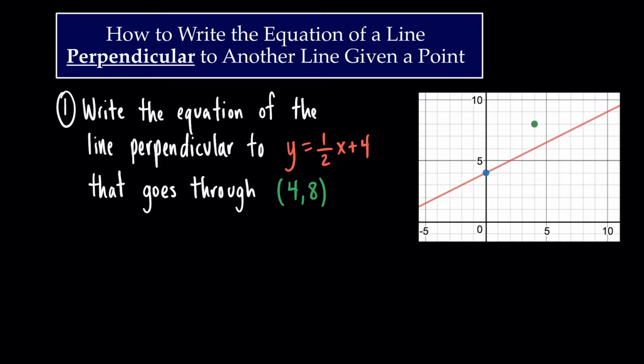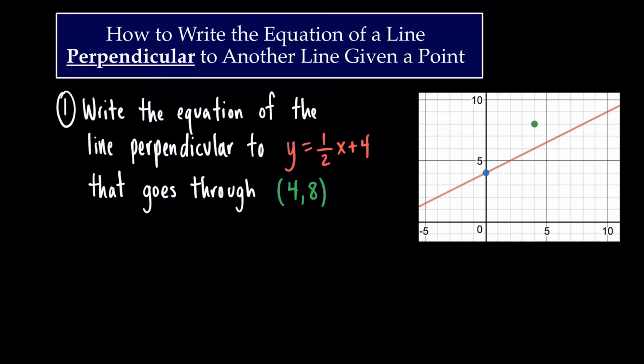All right, so we're going to talk about how to write the equation of a line that's perpendicular to another line, given a point that it goes through. Hopefully by this time you have watched the video about how to do this for parallel lines, but now we're going to talk about how to do it with perpendicular lines. It's actually very similar to how we do it with parallel lines, so I'm going to go a little quick in this video. So if you feel like I'm going a little too quick for you, go back and watch that other video.